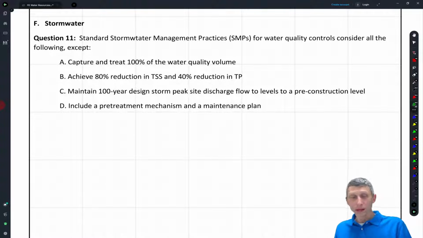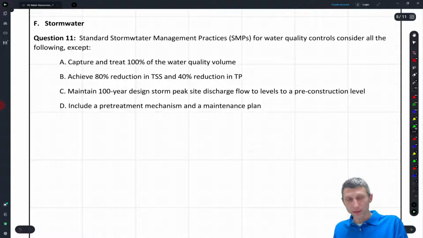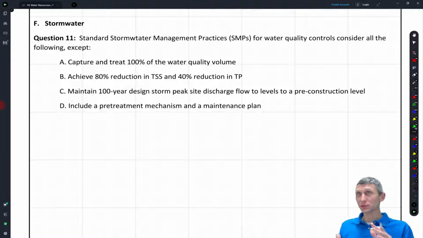Okay, capture and treat 100% of water quality volume. That's water quality. Okay, that's good. Achieve 80% reduction in total TSS. What's total suspended solids? All right, so that works as well. And then reduction in total phosphorus. Yeah, reduction in total phosphorus is good because that's what we're looking for too.